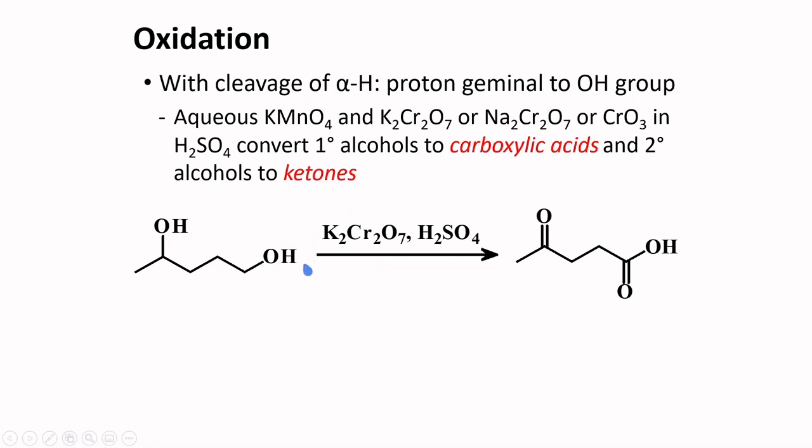In this example, potassium dichromate in sulfuric acid readily converts this secondary alcohol into a ketone functionality, and this primary alcohol into carboxylic acid. In both these cases, the alcohol has alpha protons present in this carbon and also in this carbon.